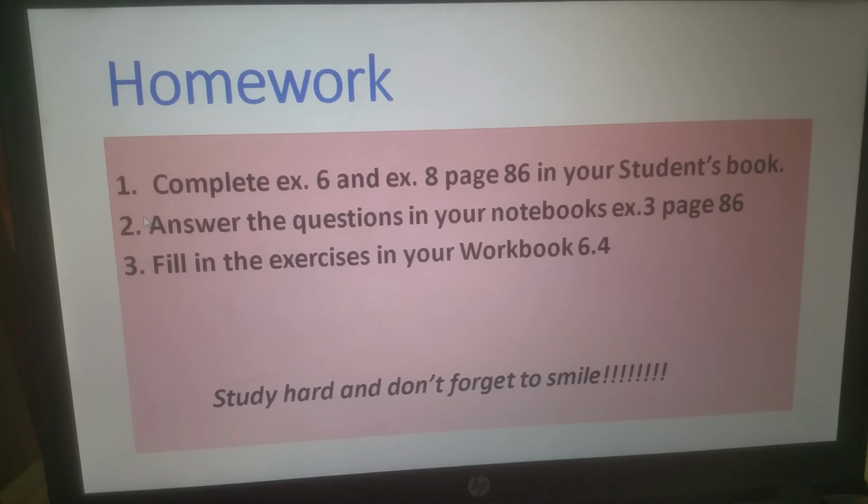Okay, that was the lesson. There are 2 more exercises in your student's book on page 86, which I would like you to continue yourselves. So exercises 6 and exercises 8 on page 86. Then, for homework, you're going to answer in your notebooks the questions that you have in exercise 3 on page 86. And as we always do, after finishing our lesson in our student's book and the exercises, we continue with the exercises in our workbook, Unit 6.1, point 4, so that we can be certain that we have learned all the vocabulary that is new from our student's book.